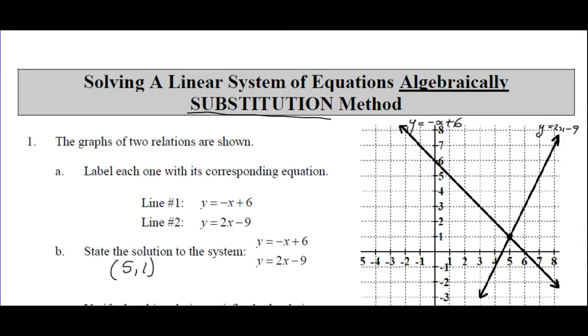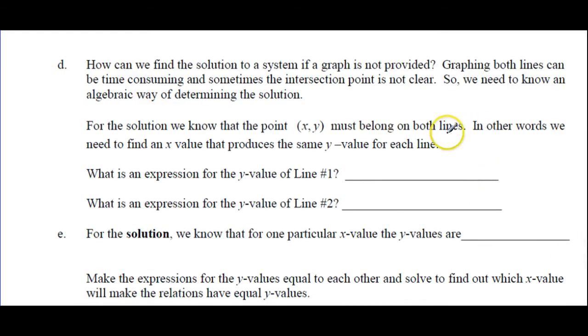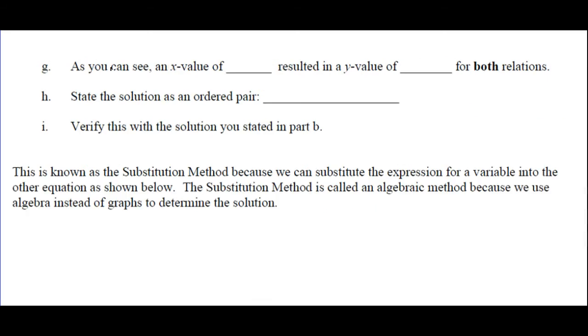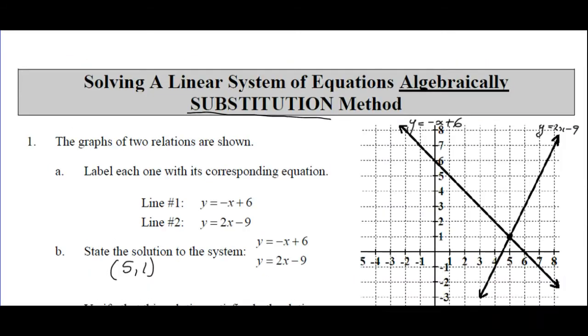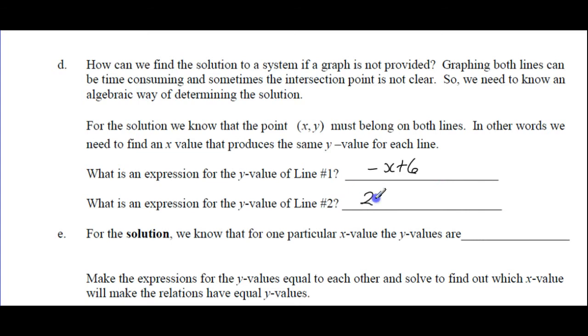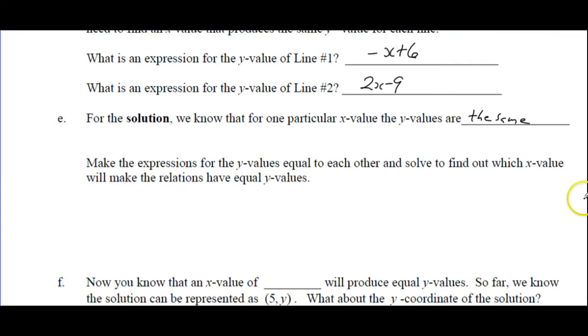What is an expression for the y value of line number 1? It's negative x plus 6. And what is an expression for the y value of line 2? It's 2x minus 9. For the solution, we know that for one particular x value, the y values are the same. Make the expressions for the y values equal to each other and solve to find out which x value will make the relations have equal y values. So set the two equal; since they're both y, they must be equal to each other.